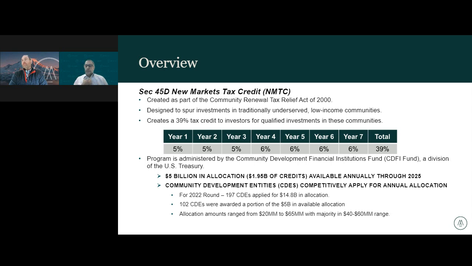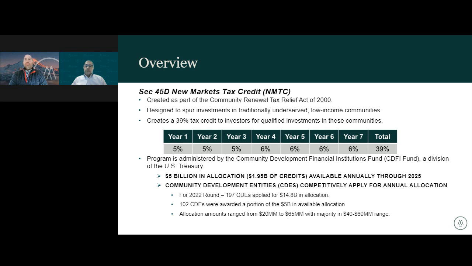Some CDEs have a very specific focus. They'll only invest in healthcare. They're not going to look at a manufacturing project. Other CDEs have a focus only on manufacturing, or specifically they're looking for rural manufacturing. So they can each have their own specific niche that they're trying to fill. And they say to the CDFI Fund, give us an allocation. We're going to do these great things with this bit of allocation that you give to us.